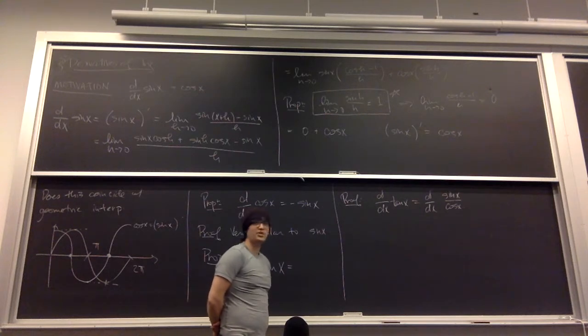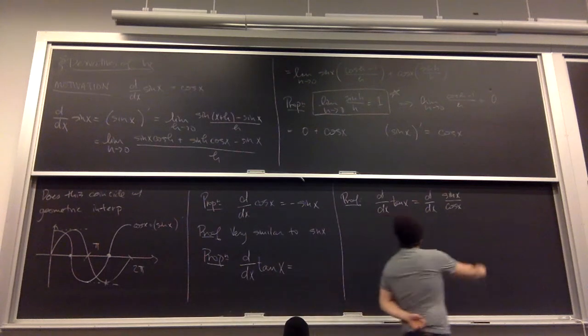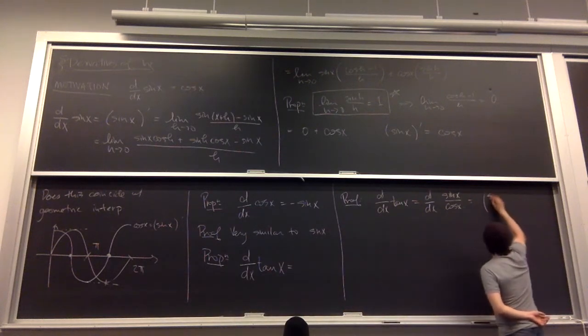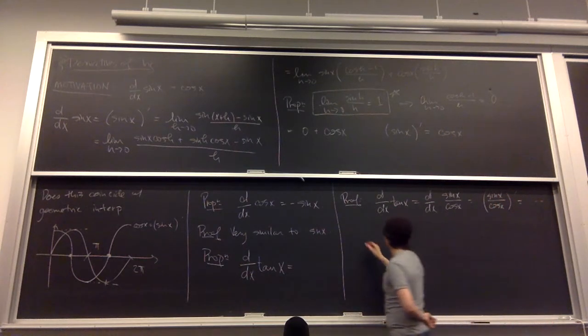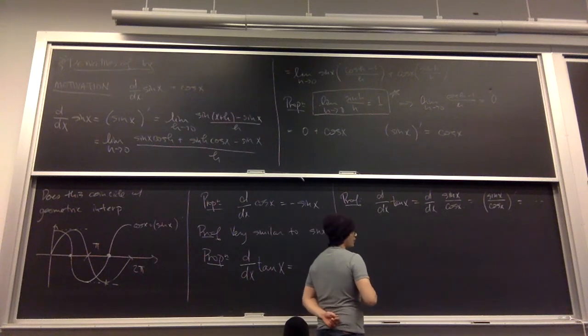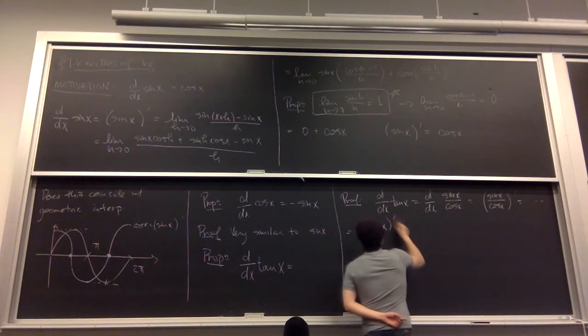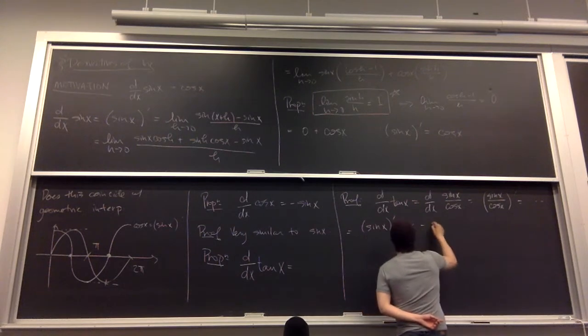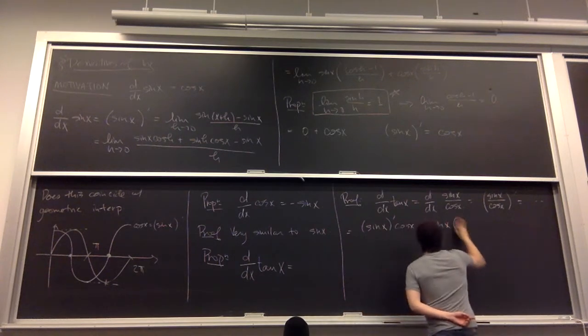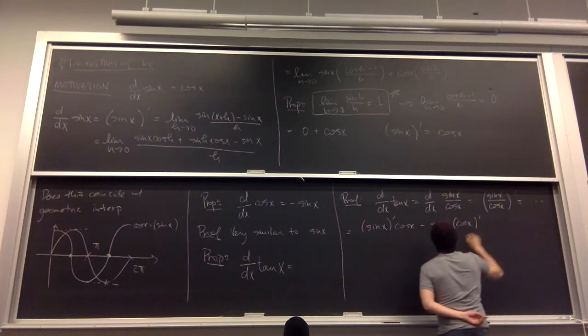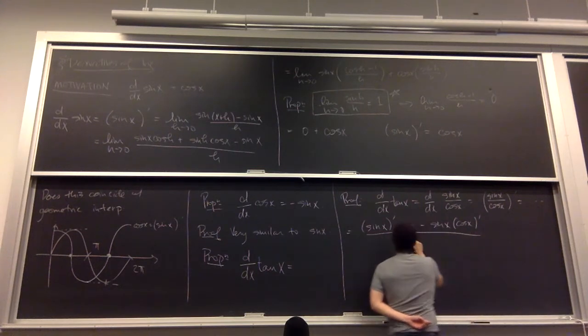Well, what rules did I teach you last week? Yes, sir. We used the quotient rule, right? So this is just going to be equal to sine x over cos x prime. Let's continue. I'm going to use the quotient rule. So it's the derivative of the top times the bottom minus the top times the derivative of the bottom over the bottom squared, yeah?